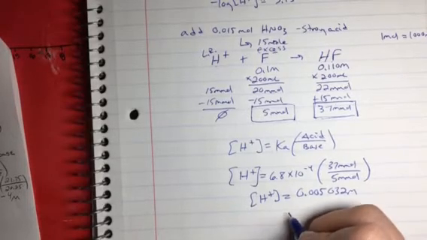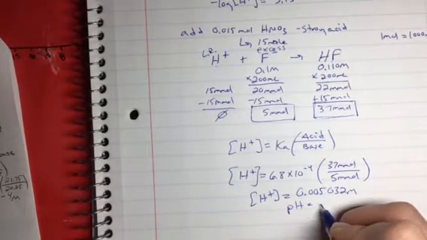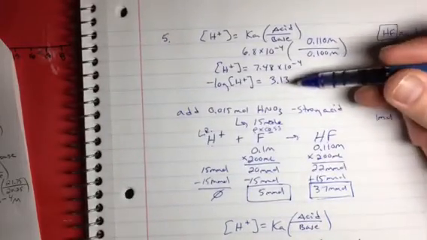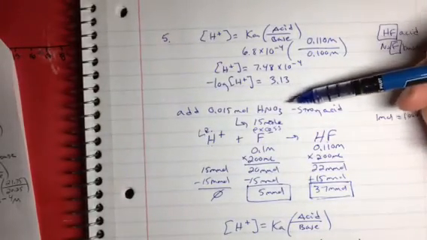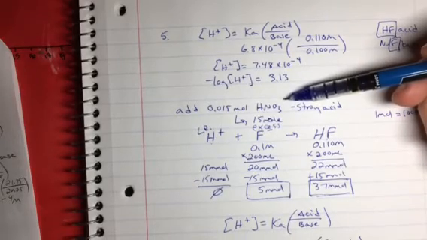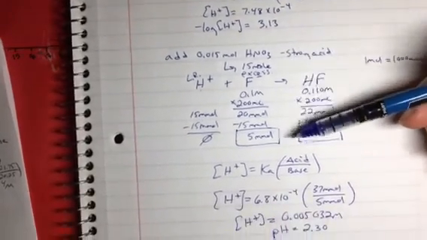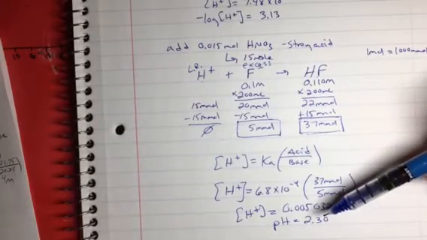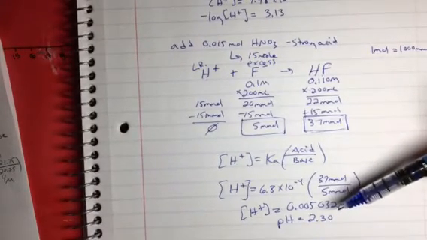And the pH is going to be the negative log of that. So that gives us a pH of 2.30. So if you go back and just think if that makes sense, the pH of just the buffer originally was 3.13, and we're adding strong base, so the pH should go down, but not a significant value. So it's going down to 2.30, which seems about right.